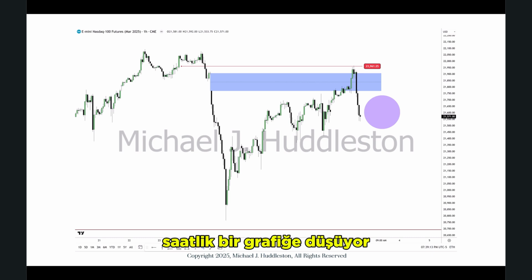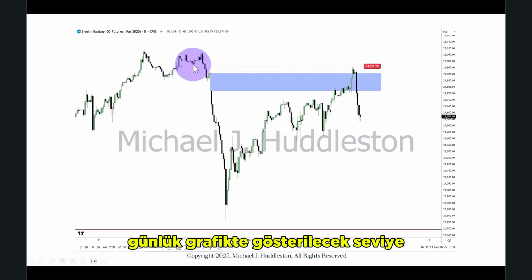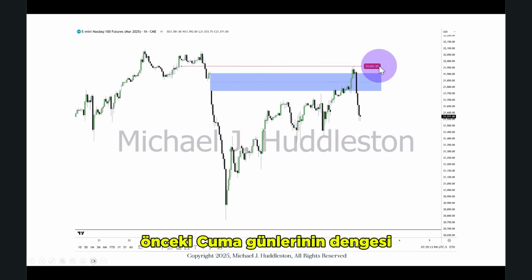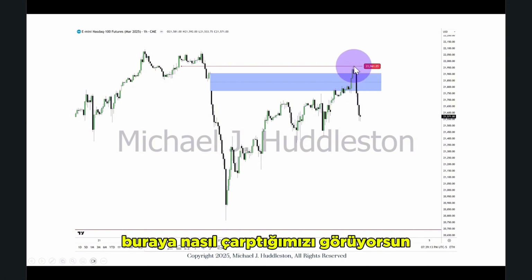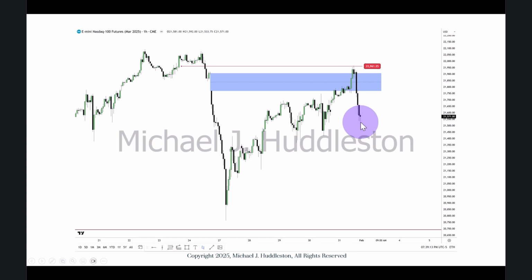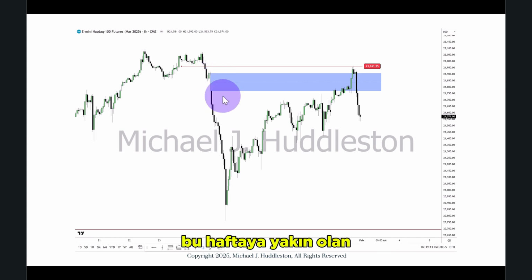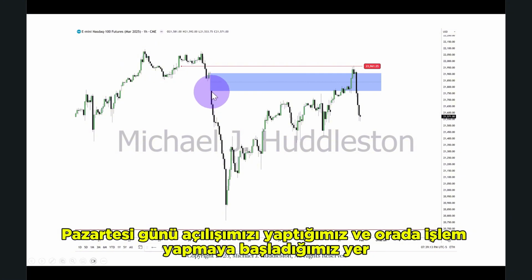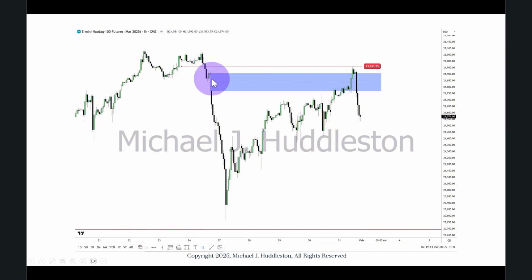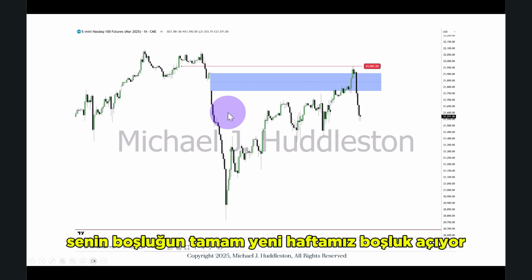Dropping down into an hourly chart. Okay, here is that midpoint level that we've shown on the daily chart of equilibrium of the previous Friday's down close candle daily range. You see how we slammed up into it here, and then we broke down in the afternoon. Over here, that's that separation from previous Friday's close to this present week that we're in, where we open up on Monday and started trading there. So that is your gap, or new week opening gap.